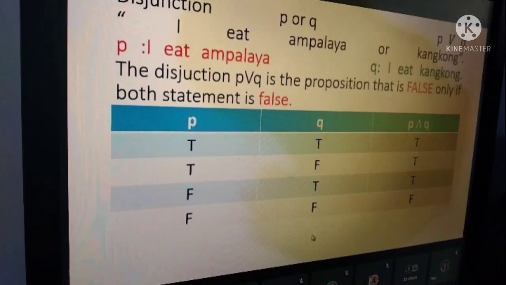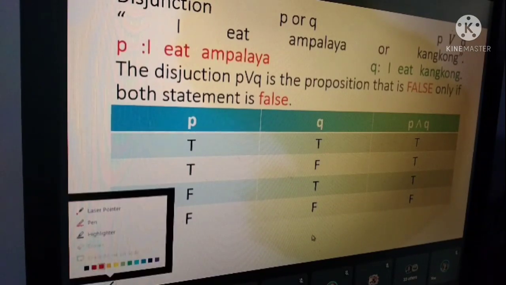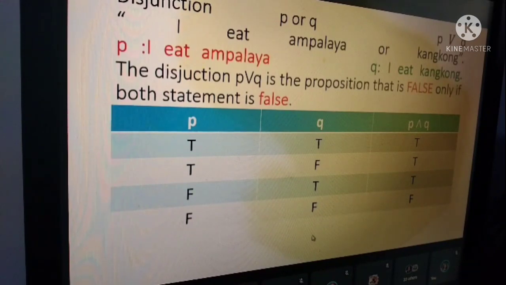Or naman tayo. Okay. So, disjunction P or Q ay I eat ampalaya or kangkong. Pinalitan lang natin ng or. So, isa lang dito tama. Pag isa lang dyan ay tama, automatic, true na. Okay? Isa lang dyan tama, totoo na. Bakit? Halimbawa, I eat ampalaya or kangkong. So, kahit saan dito, tama. Okay? Sabi dito, I eat ampalaya or kangkong.